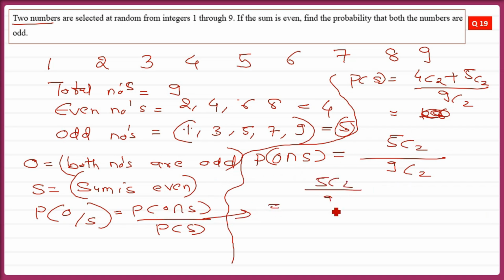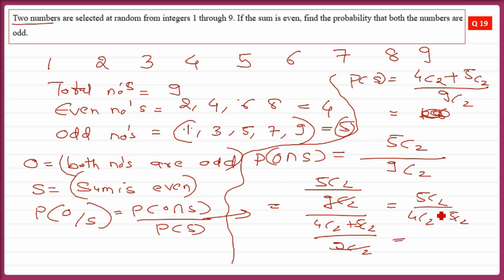Now using the formula, divide this. So 5C2 by 9C2 divided by 4C2 plus 5C2 divided by 9C2. 9C2 gets cancelled. You have 5C2 divided by 4C2 plus 5C2.